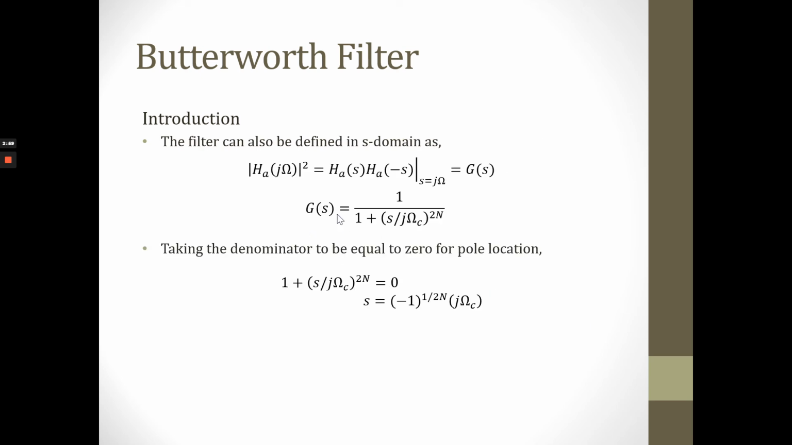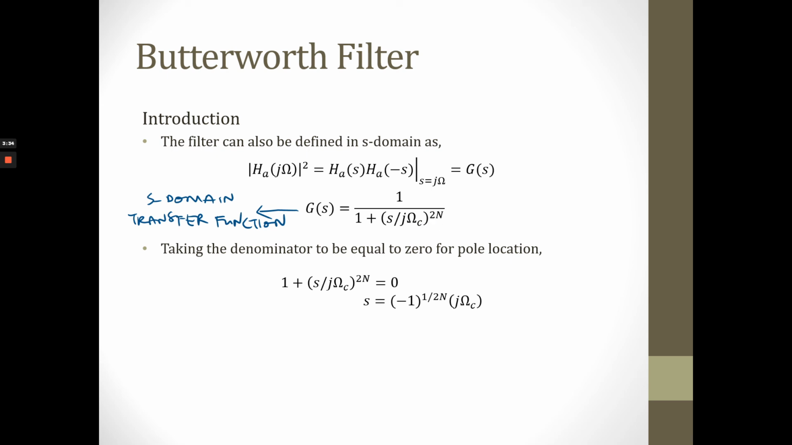The filter can also be defined in the S domain. This is in the frequency domain, |HA(jω)|². So in the S domain, it is equal to HA(S) multiplied with HA(negative S), where S is equal to jω, and it is equal to G(S). In the S domain, G(S) is the transfer function, which is equal to 1 over 1 plus (S divided by jωC) with the power of 2n.